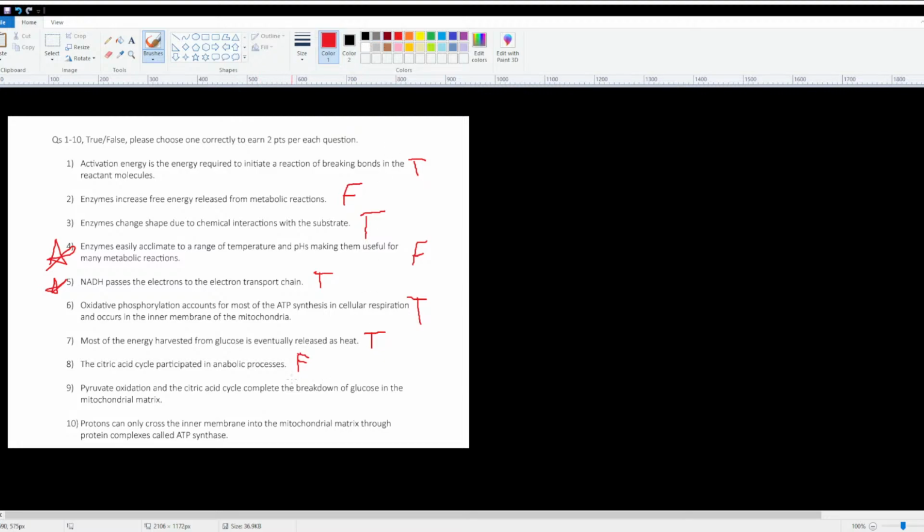So number 9, pyruvate oxidation and the citric acid cycle complete the breakdown of glucose in the mitochondrial matrix. So pyruvate oxidation and the citric acid cycle.